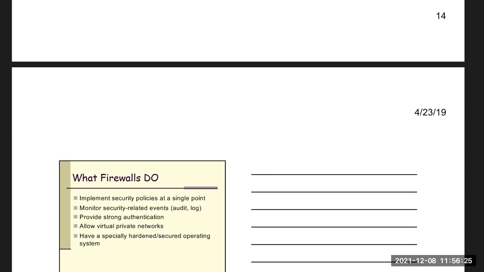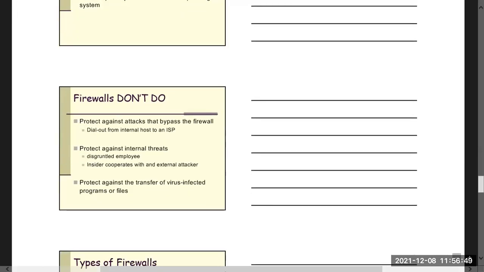It also allows the virtual private network, the VPN, which we have already seen in our networking course, and it runs on a specifically hardened and secured operating system. Now, we have seen the things that a firewall does, but a firewall will not be able to restrict everything completely. In which cases will the firewall not be able to restrict?